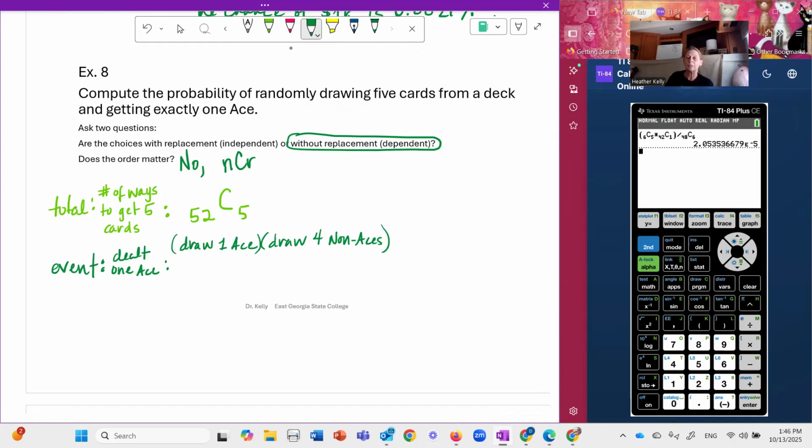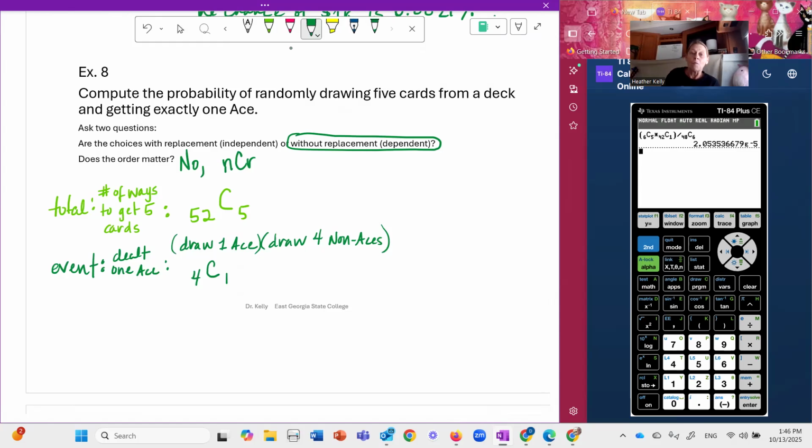So what is the chance of drawing 1 ace? Well, there are only 4 aces to choose from, and we're going to draw 1. There's not 52 aces to choose from. We're just talking about the aces, not all the cards. We dealt with all the cards with the total. Now we're talking about the event, and the event is that we get 1 of the aces and we don't care what the rest is. So there's only 4 options.